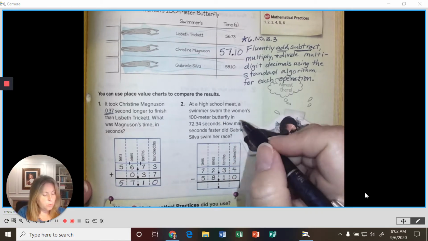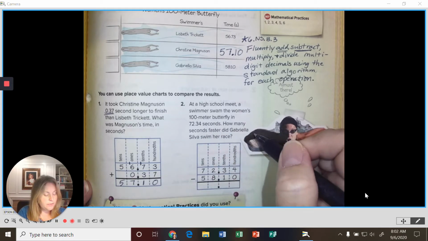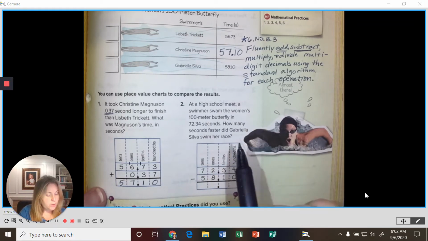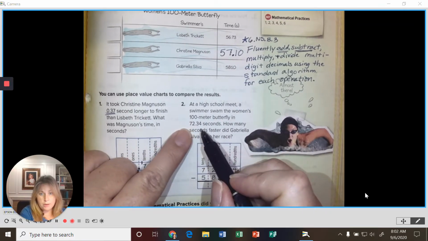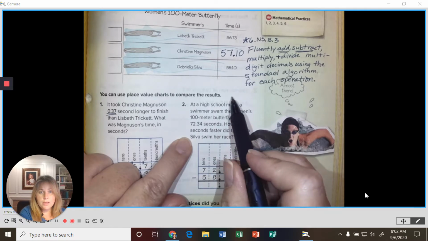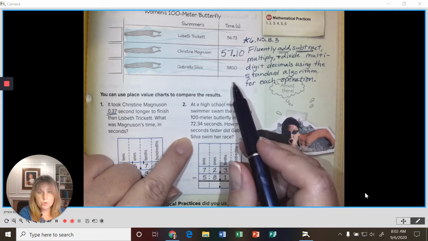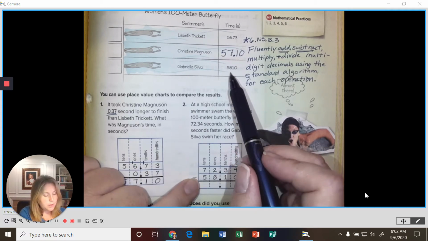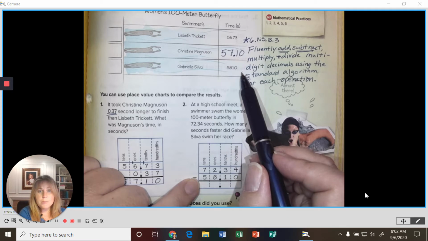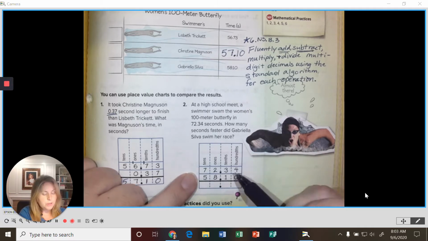Next, at a high school swim meet, a swimmer swam the women's 100-meter butterfly in 72.34 seconds. How many seconds faster did Gabriela Silva swim her race? Okay, so a high schooler swam in 72.34 seconds. Gabriela Silva, who is an Olympic swimmer, is swimming faster than this high school student. She swam the event in 58.10 seconds. So we want to know how much faster she was. So we want to know what the difference is. What's the difference between the two swimmers?